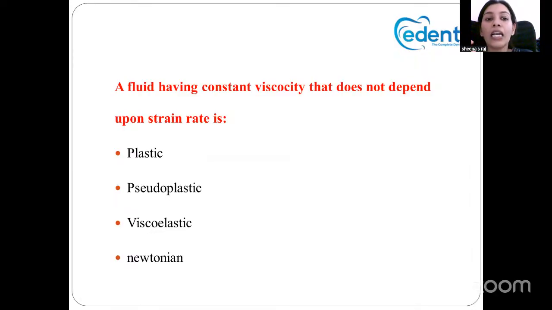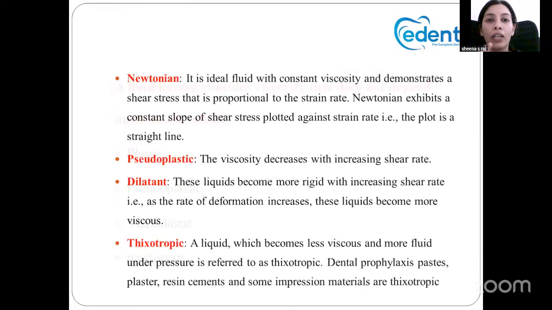The question is: a fluid having constant viscosity that does not depend upon the strain rate. It means there is a constant viscosity, but it is not depending on the strain. There are various names given, like plastic, pseudoplastic, viscoelastic, and Newtonian. Before going into the answer, I would like to give a small description of an important point you have to keep in mind when you answer this question.